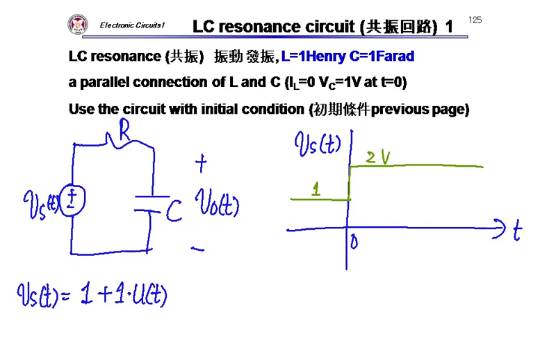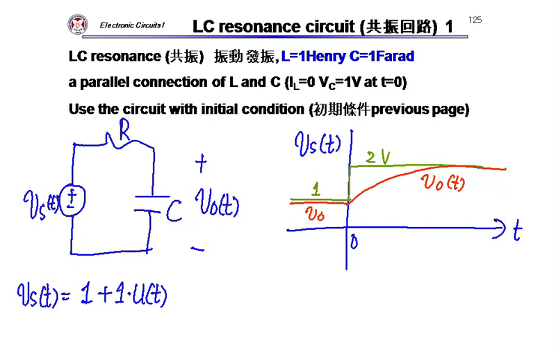Here, for t negative, this is a DC voltage. The capacitor is an open circuit, right? Open circuit. So my V_O(t) should be 1 volt. This is my V_O. And then when it goes to 2 volts, it will go to 2 volts, right? Eventually. So we know the solution.